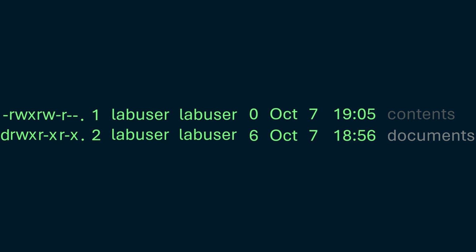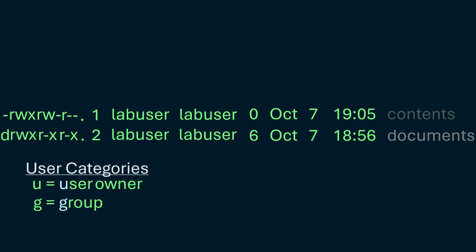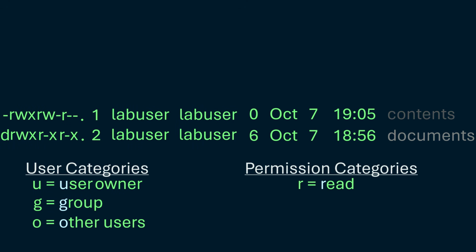File permissions in Linux can be expressed in 2 formats, Symbolic Mode and Numeric Mode. In Symbolic Mode, we use letters, and in Numeric Mode, we use numbers. We'll start by examining Symbolic Mode and the meaning behind each letter. But first, let's define the user's categories. The U represents the user owner, the G represents the group, and the O represents all other users. Now, regarding the permissions categories, R stands for read, W stands for write, and X stands for execute.